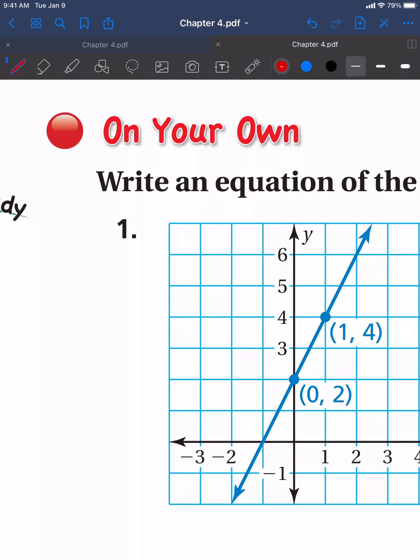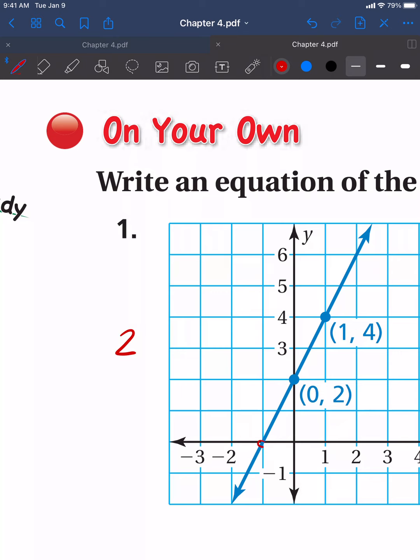Where does it cross the y? 2. Y-intercept is 2. Step number 2. Anybody? Find the next point in the process. Awesome. Go up your line and find the next point.